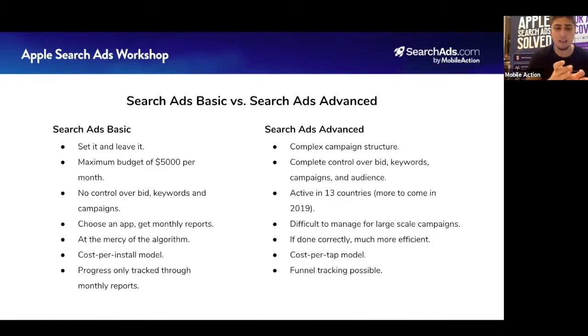Search Ads Basic is where you just set a campaign for an app, and then you just leave it. Apple takes care of everything, and you can have a maximum budget of $5,000 per month. So it doesn't allow for bigger scale campaigns. You don't choose any keywords, you don't choose any bid, you don't set up any campaigns. It's all done automatically, and you just get monthly reports like: you got this many downloads from this keyword, we spent this much for an average acquisition. So if you're new to it, it might be desirable, but there are some cons of Search Ads Basic.